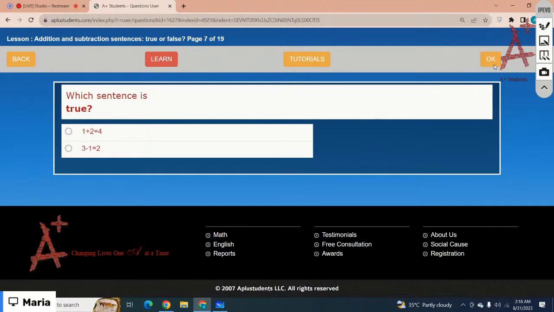Which sentence is true? 1 plus 2 equals 4 and 3 take away 1 equals 2. So which is the correct option? 1 plus 2 equals 3, not 4, right? That means option number 2 is the correct one because 3 take away 1 equals 2. So option number 2 is the correct one.